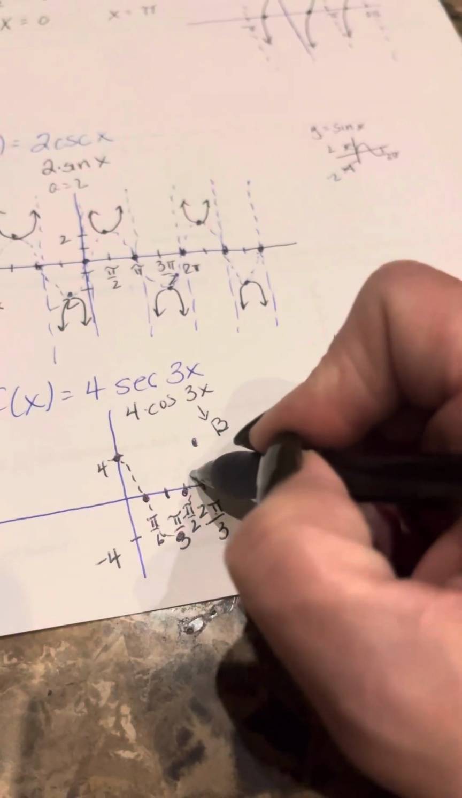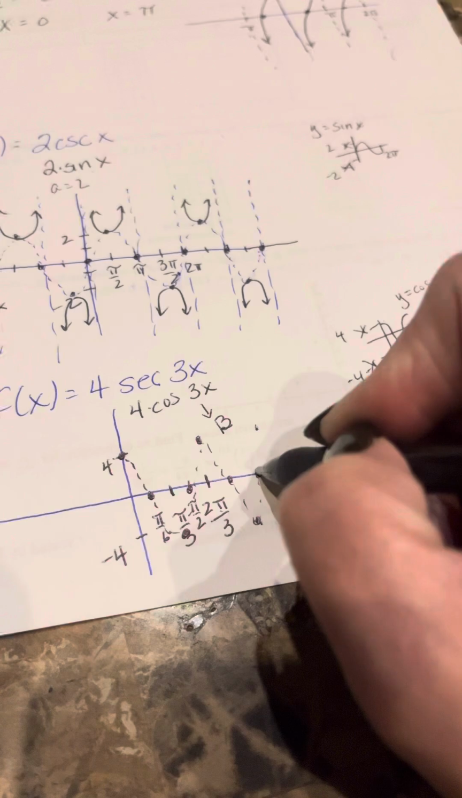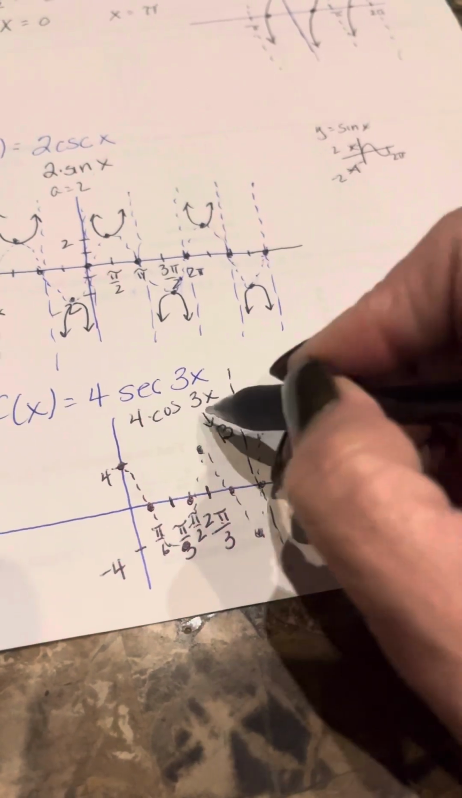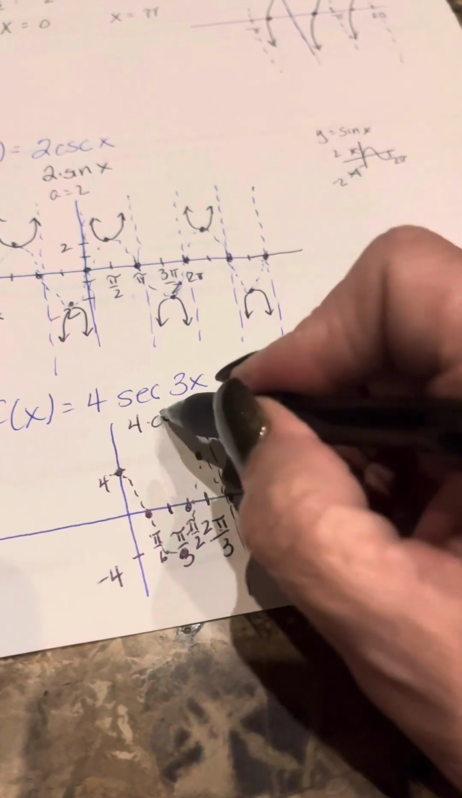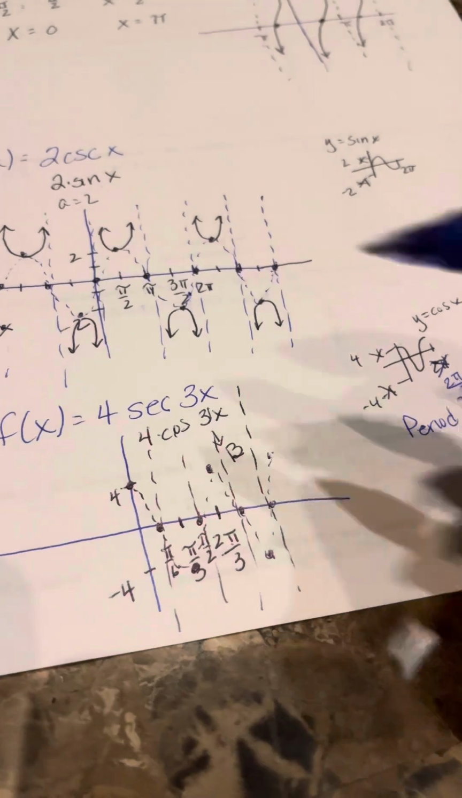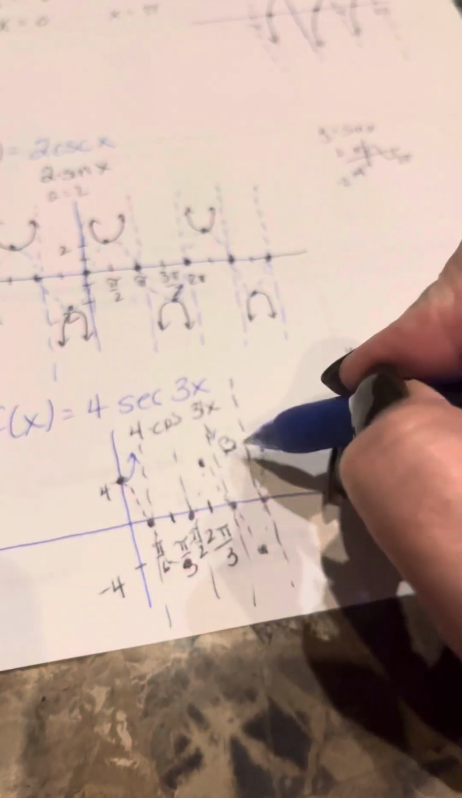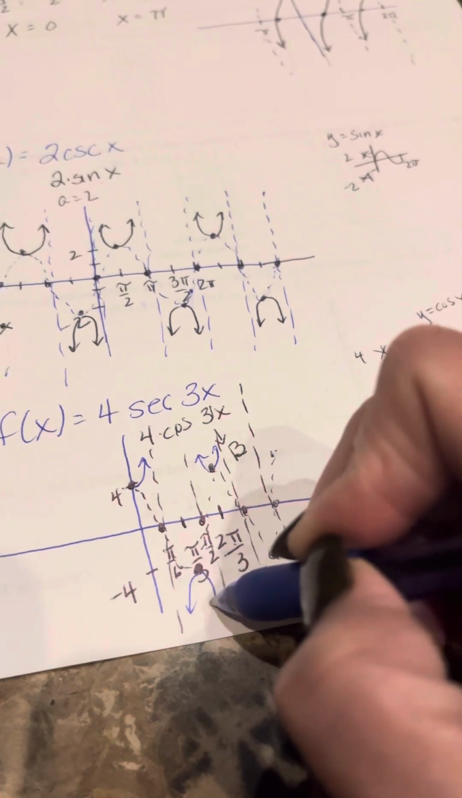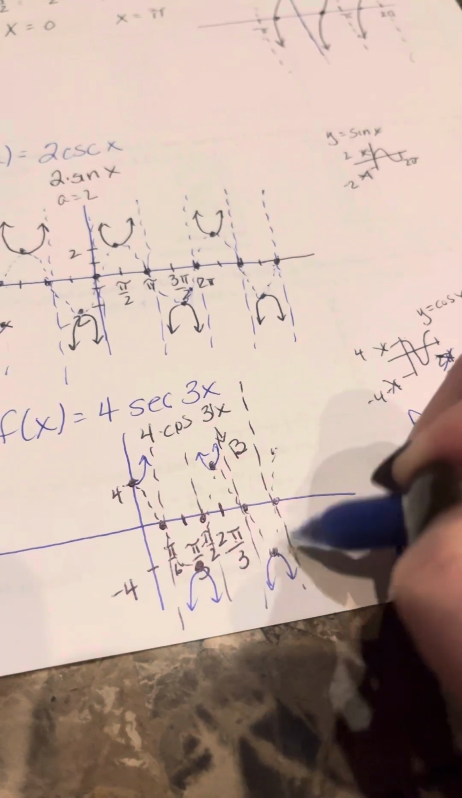Again, you don't have to connect these points because all we really care about is where we're crossing over the midline, in this case the x-axis. And then our maximum values are where we have parabolas opening up, and our minimum values are where we have parabolas opening down.